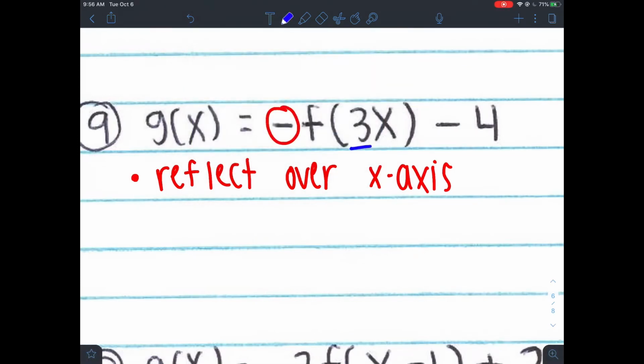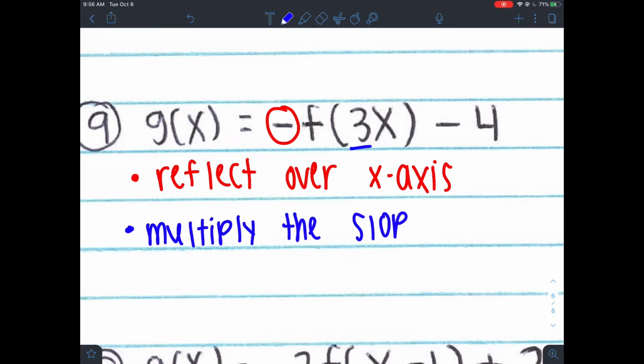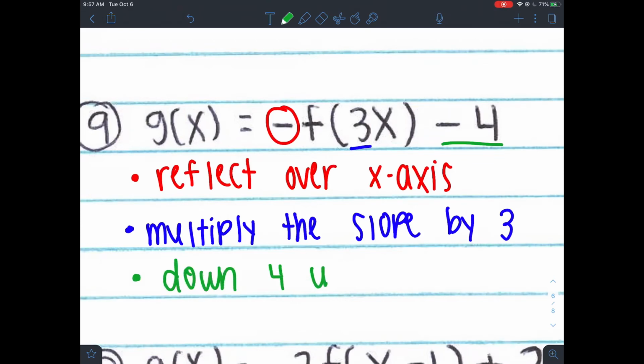The next thing that I see here is the positive 3. Now, that positive 3 is on the inside next to the x, and they're connected by multiplication. So I'm multiplying the 3 to something, but I'm multiplying it only to the slope. I'm only multiplying the slope by 3 because it's on the inside. If it was on the outside, then I would multiply to the slope and the y-intercept. And then the last thing I see on this function is that minus 4 on the end there. Now that's on the outside, so I know that when I'm adding or subtracting on the outside, I'm moving up or down. And because it's a minus 4, I'm going to be going down 4 units.